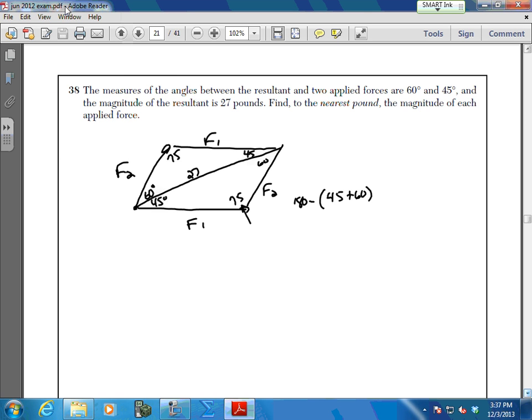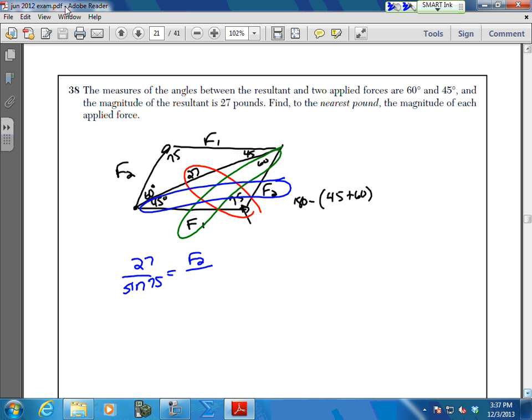So now, you can see you have a ratio right here. If you're looking for your F1 and your F2, you can see one ratio here for your law of sines, and you can see another one there for your law of sines. So you have 2 law of sines to do. So 27 over the sine of 75, that's our constant, is the second force over the sine of 45. You're going to cross multiply, and you're going to remember to round to the nearest pound. So this force is going to be 20 pounds.